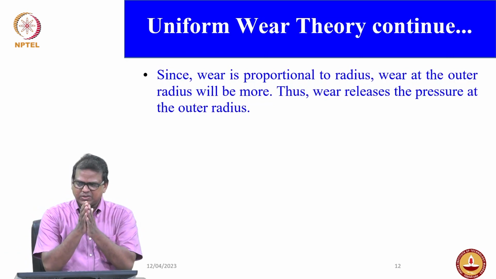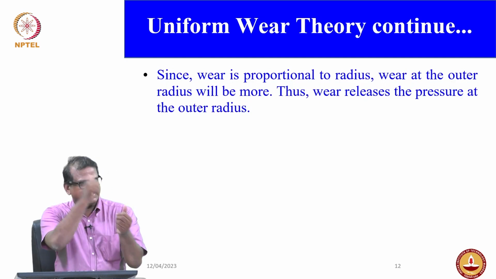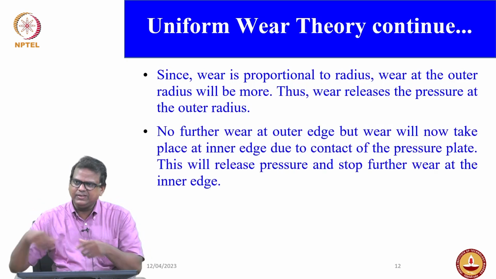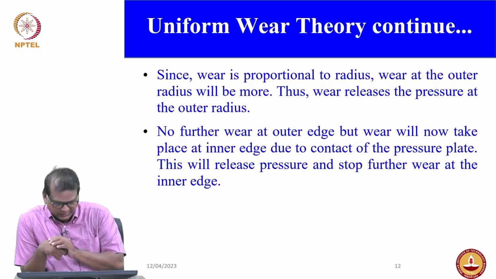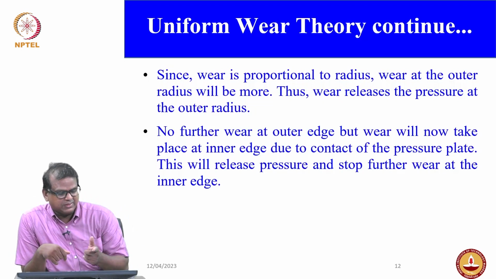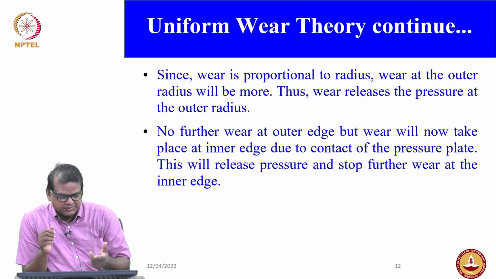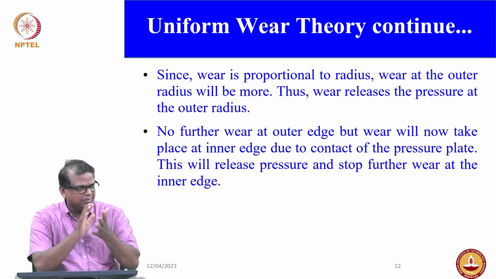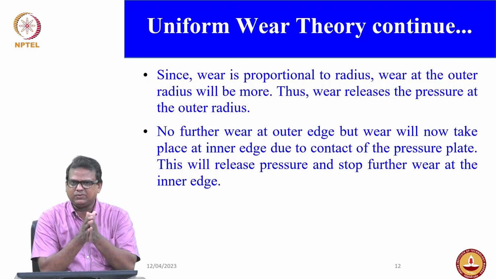So what happened? Because of that, again the contact will be uneven. The pressure will shift to the inner radius, and the inner radius will start wearing out. So, no further wear at the outer edge, but wear will now take place at the inner edge due to the contact pressure of the plate. This will release the pressure and stop further wear at the inner edge. This is what is going to happen. This will continue until you have a uniform wear through the contact surfaces.